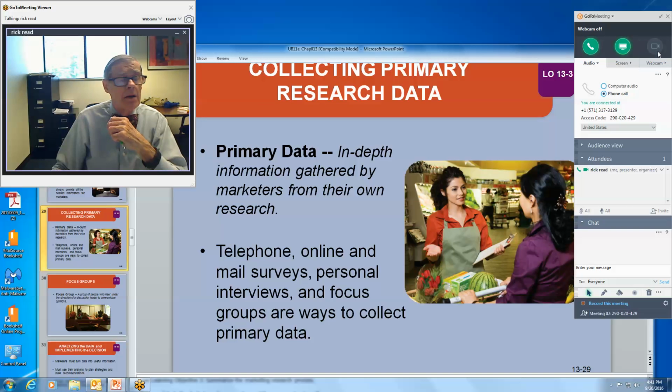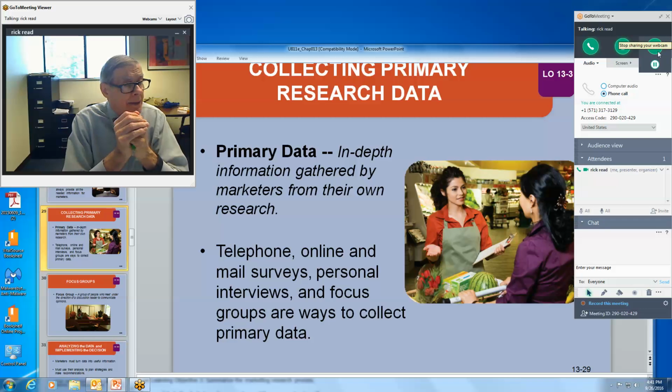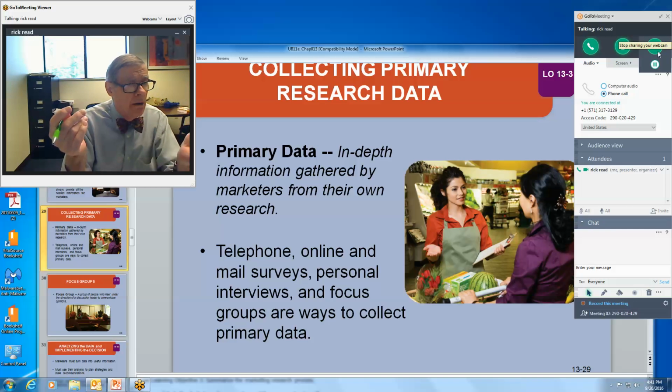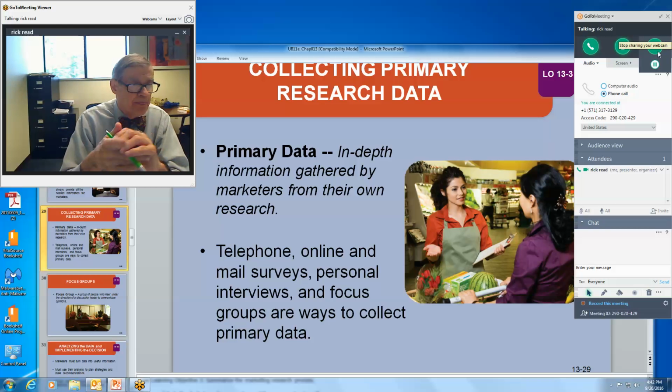Primary data, on the other hand, is gathered by your researchers. And it's done by different methods. Notice here, and I'm going to give you, not all of them, it can be done by phone. It can be done by mail. It can be done online. It can be done through focus groups. Those are all ways to get primary data.